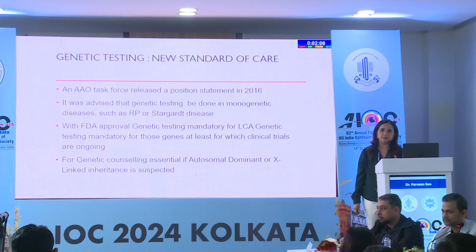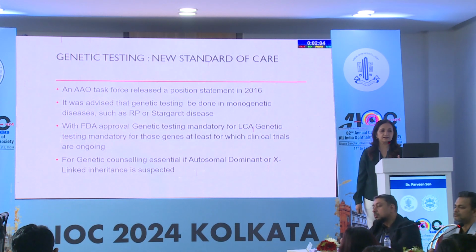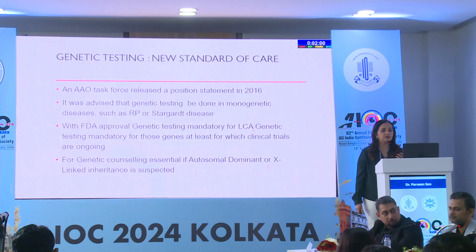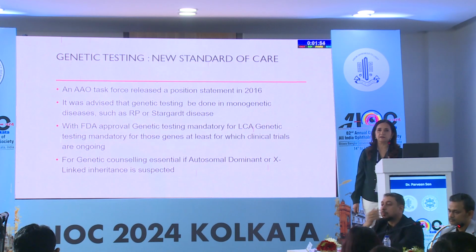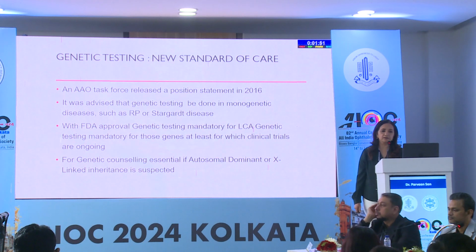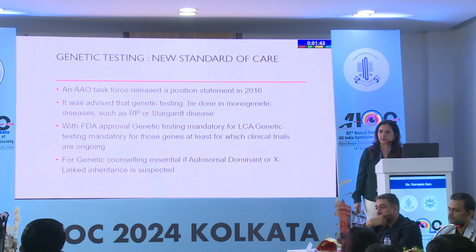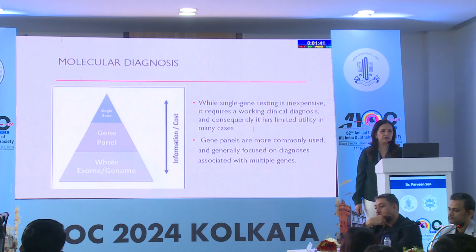The AAO, the American Academy Task Force, has released a position, almost since 2016, that all monogenetic diseases such as RP and Stargardt's must undergo genetic testing, and especially with the approval of Luxturna for LCA, these patients of LCA and RP should undergo testing, so that whatever trials are undergoing, if the patient wants to get enrolled into them, they should be tested for this.